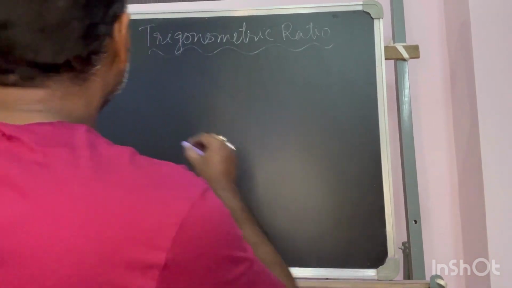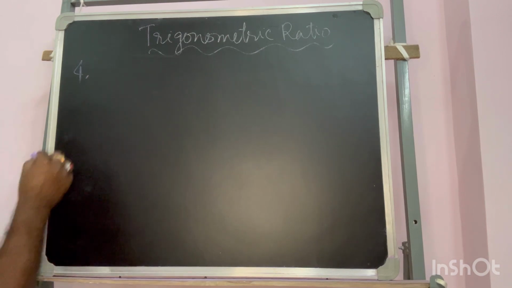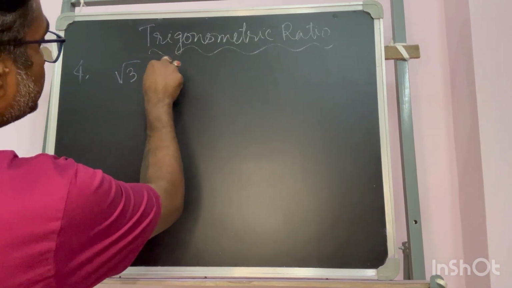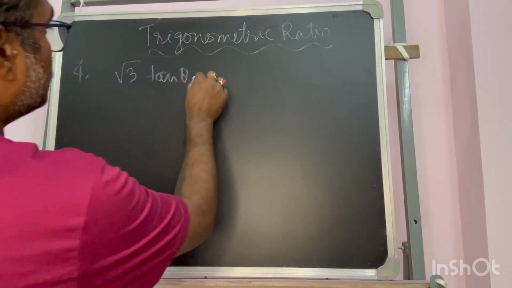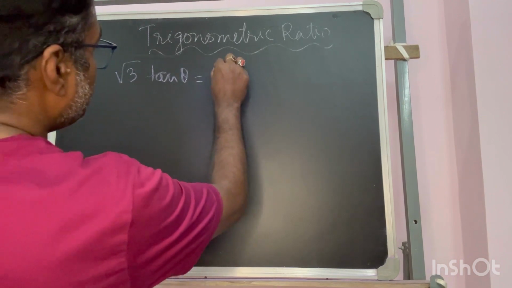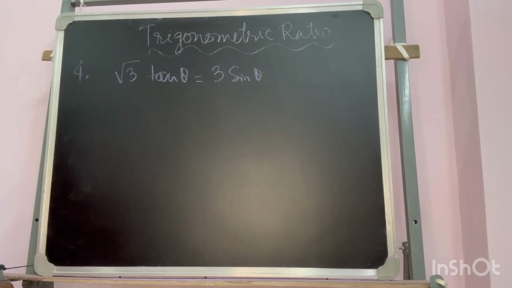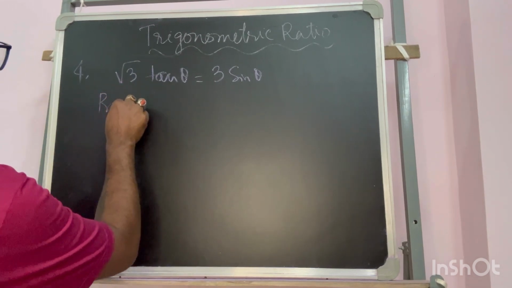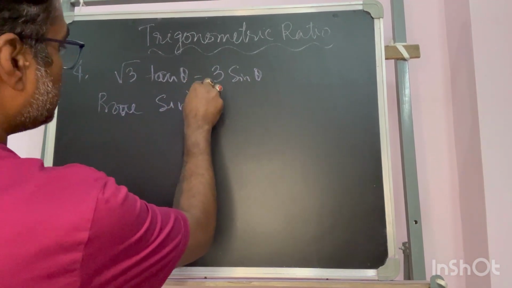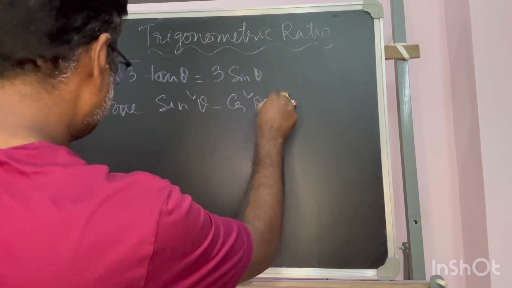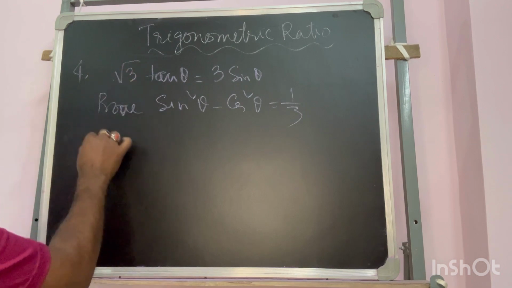Problem number 4. Given root 3 tan theta is equal to 3 sin theta. Prove sin square theta minus cos square theta is equal to 1 by 3. Okay, now using this you have to prove this.